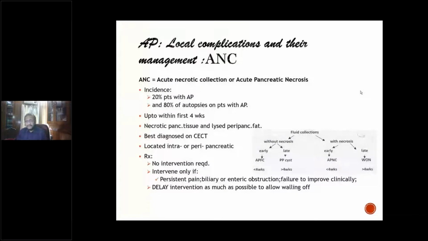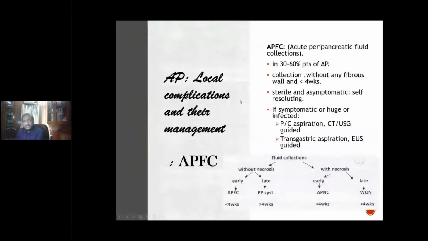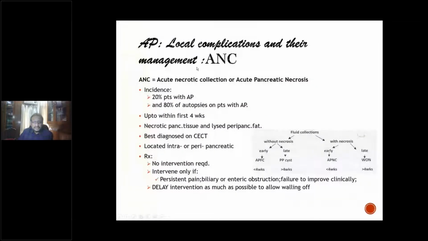If, on the other hand, in the first 4 weeks you have an acute necrotic collection or acute pancreatic necrosis, the incidence is almost 20% with acute pancreatitis. See, the incidence of acute peripancreatic fluid collection is almost 30 to 60%, and here the incidence is almost 20% in patients with acute pancreatitis. And if you look at the incidence in those patients who ultimately die of acute pancreatitis and autopsy is done, it's almost 80%. So an acute necrotic collection becomes a major problem in patients with acute pancreatitis. Again, within the first 4 weeks. Remember, we talk about before 4 weeks.